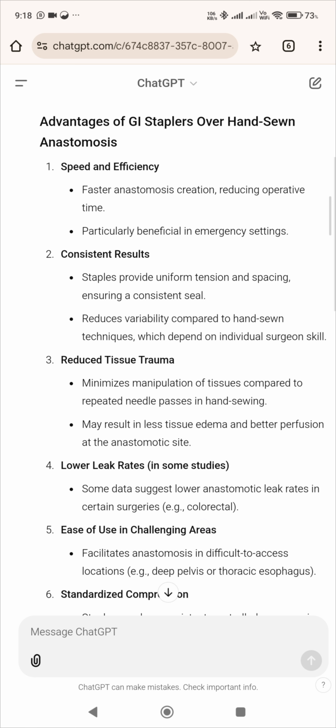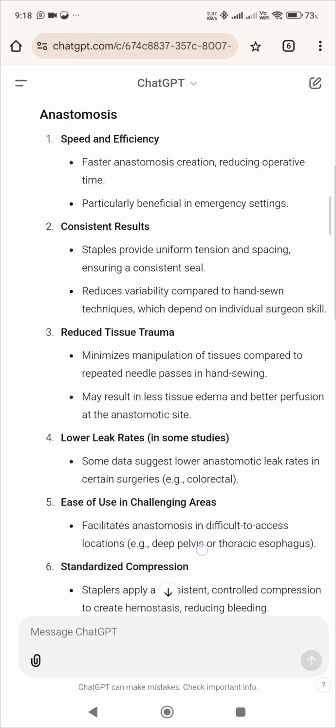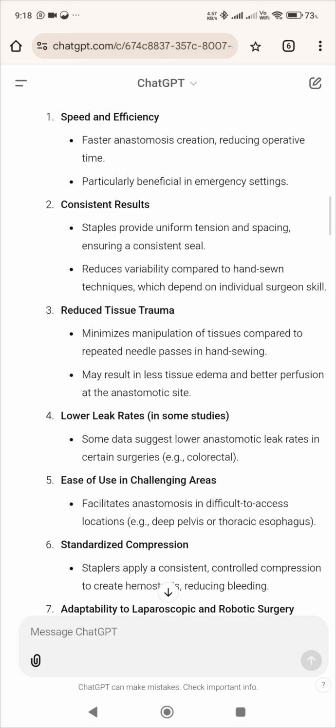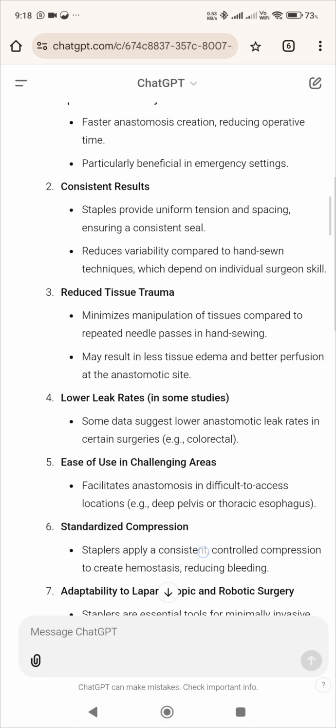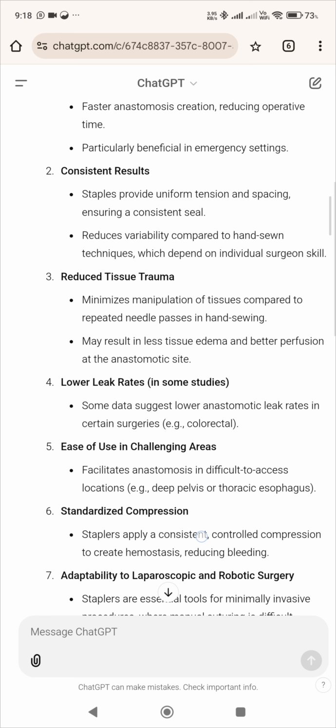Advantages of GI staplers over hand-sewn anastomosis. 1. Speed and efficiency. Faster anastomosis creation, reducing operative time, particularly beneficial in emergency settings. 2. Consistent results. Staples provide uniform tension and spacing, ensuring a consistent seal and reducing variability compared to hand-sewn techniques, which depend on individual surgeon skill.